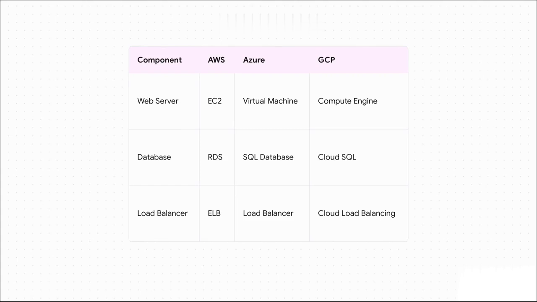That generic web server we just built our app with, well, on AWS, it's called an EC2 instance. On Azure, it's a virtual machine, and on Google, it's Compute Engine. And you can see it's the same exact pattern for databases and load balancers. It's the same job, just with a different name tag.